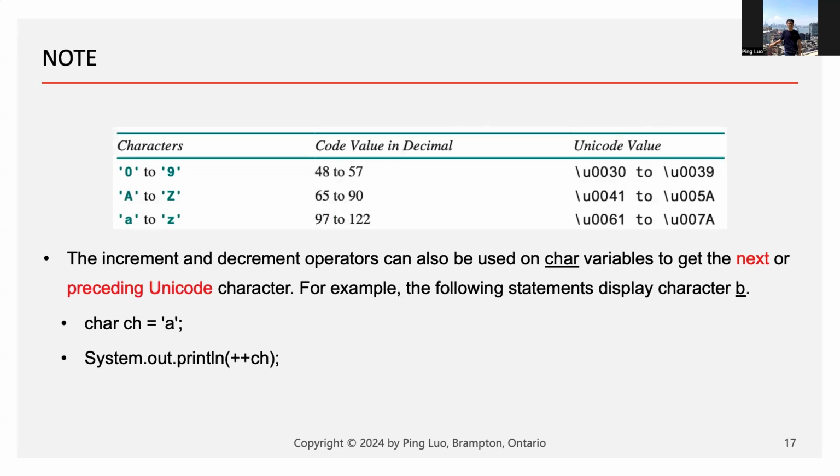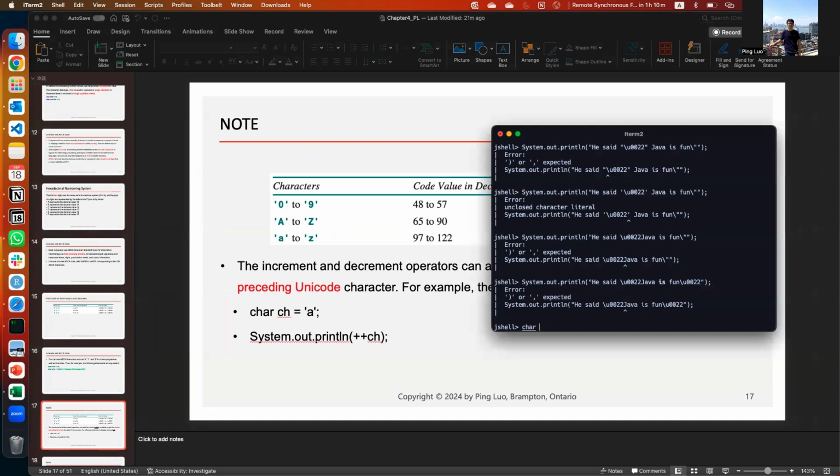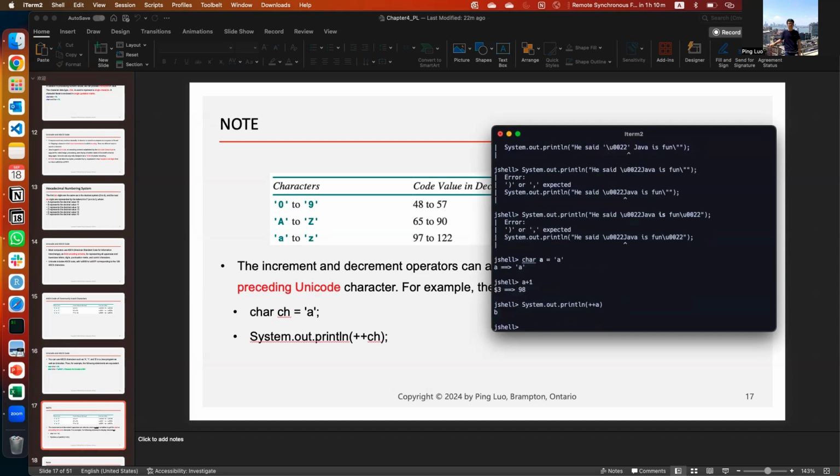Actually, if we declare a character called ch equal to A, and if we output this, although this A is a character, we can add 1 to it and increase it to B. For example, if we test it on JShell, char ch equals A, right? And we can just output it, maybe just this way.